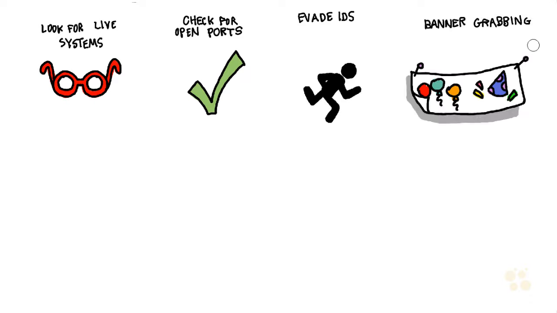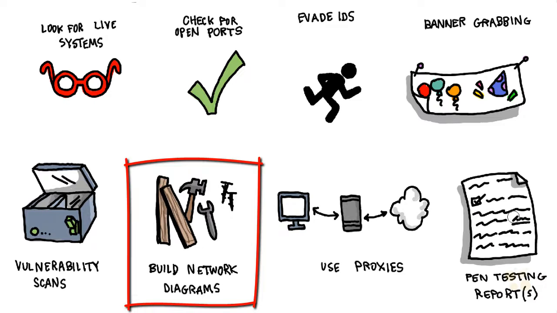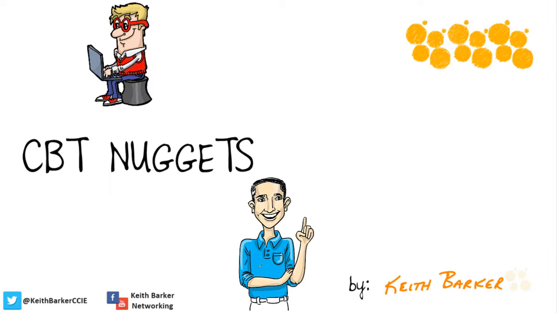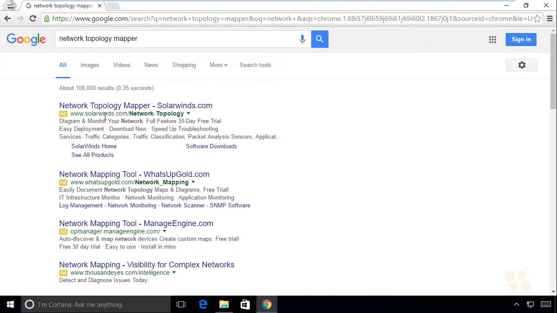One of the steps in the scanning methodology is to build network topology diagrams to make sure we know where stuff is. Now, instead of doing that manually, we have some automated tools that we can use as well. And in this nugget, I'd like to show you an example of one of those. It's from SolarWinds. It's called the Network Topology Mapper. And it is available from SolarWinds.